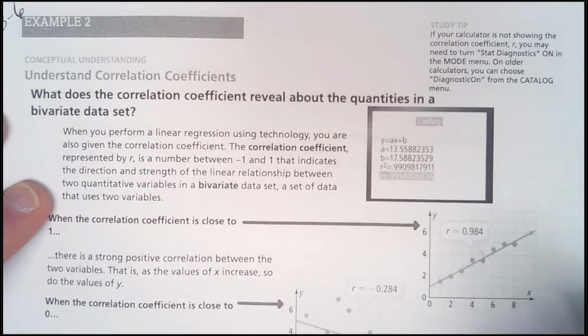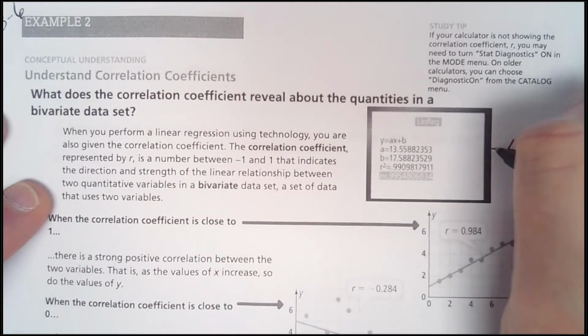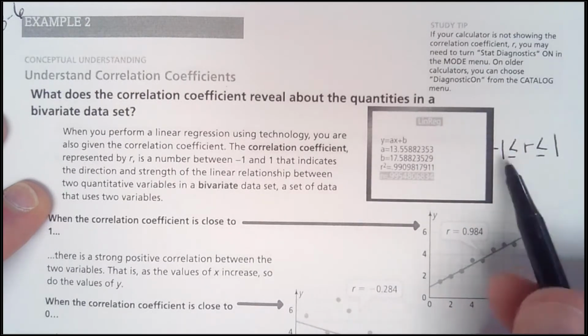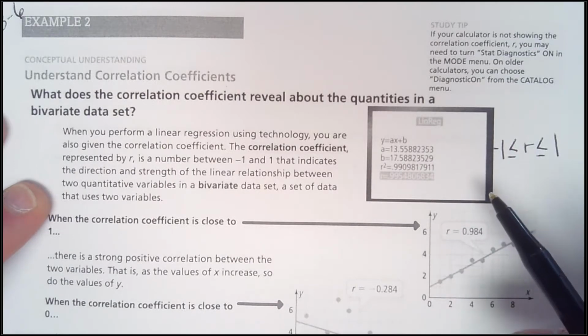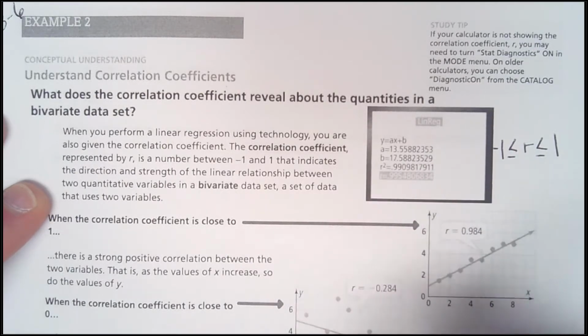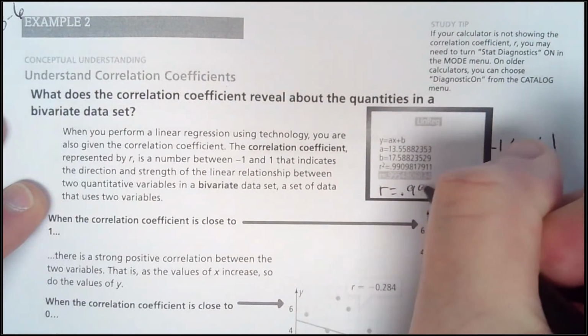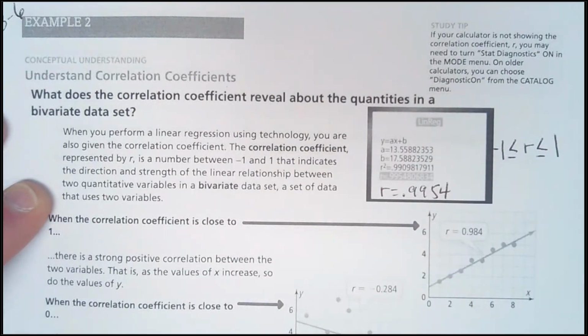So R is between -1 and 1. It can equal -1, it can equal +1, or any decimal in between. In this case, it is 0.9954 in the example that we just completed, okay?